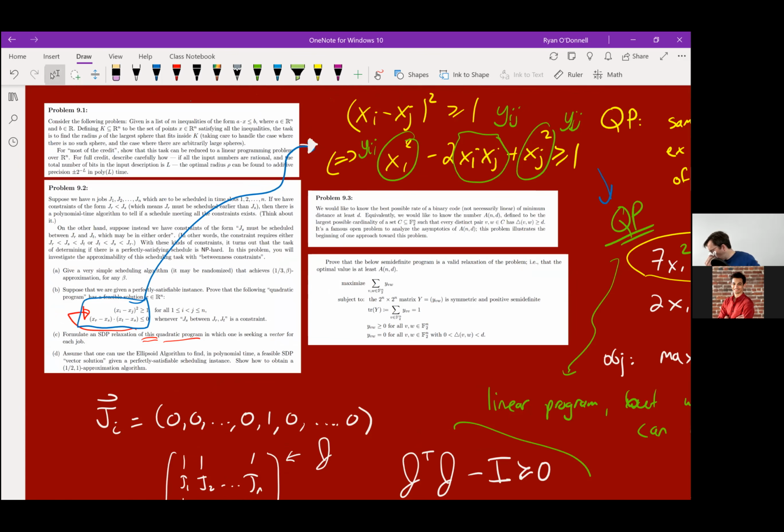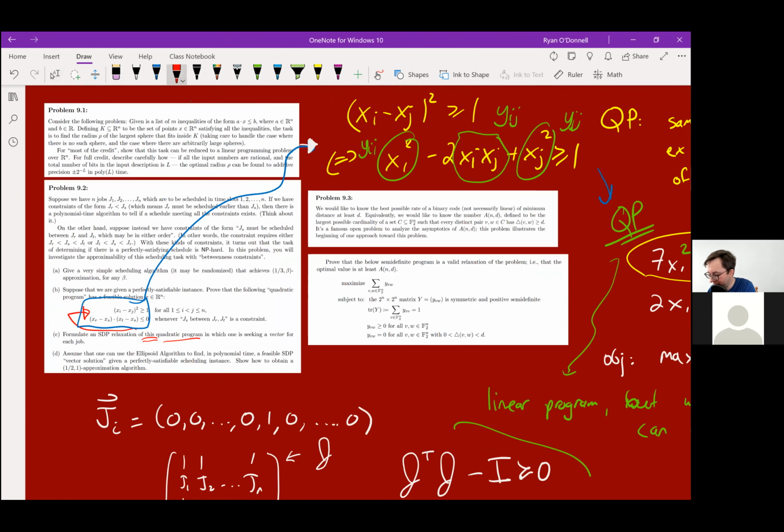I was stuck on 9.2D. Part D, I see. This one here? Yeah. Okay, let's see. What does it say? Assume that you can use the ellipsoid to find a feasible vector solution given a perfectly satisfiable instance. Show how to get this approximation algorithm. Okay, so it's some kind of rounding question.